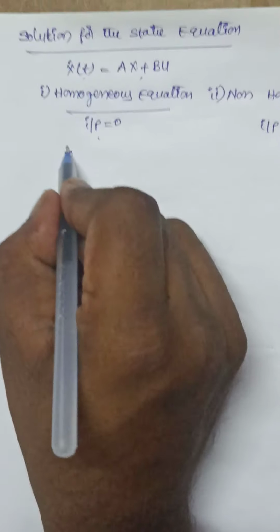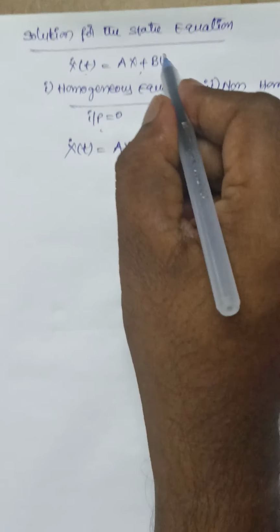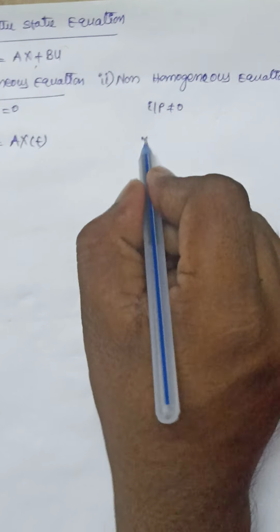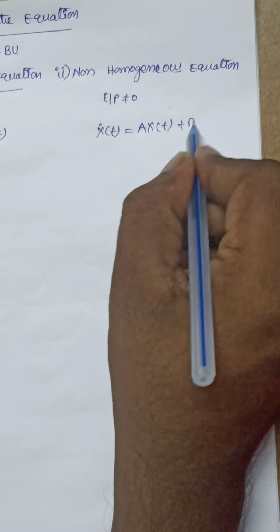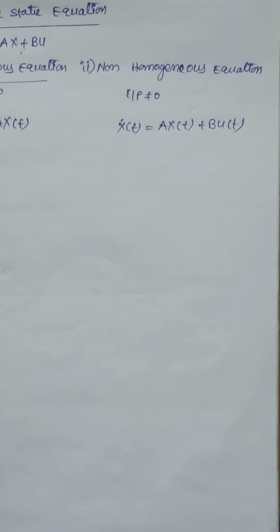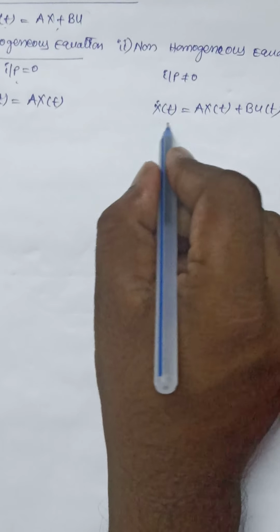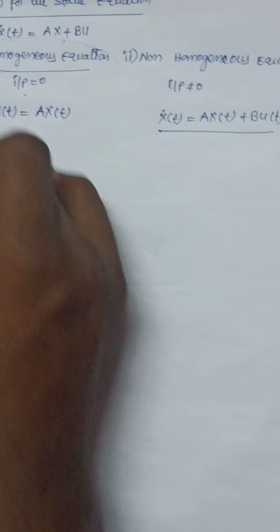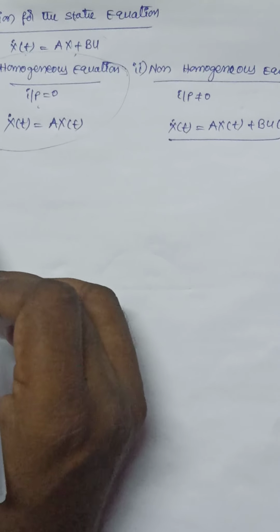If the input is 0, then this state equation will become x dot of t is equal to A into x of t. Why? Because this u of t is equal to 0. In non-homogeneous equation x dot of t is equal to A into x of t plus B into u of t. Okay, now if I find the solution for the non-homogeneous equation, then it is easy to understand how will be the solution for the homogeneous equation. So first let me discuss about this non-homogeneous equation.